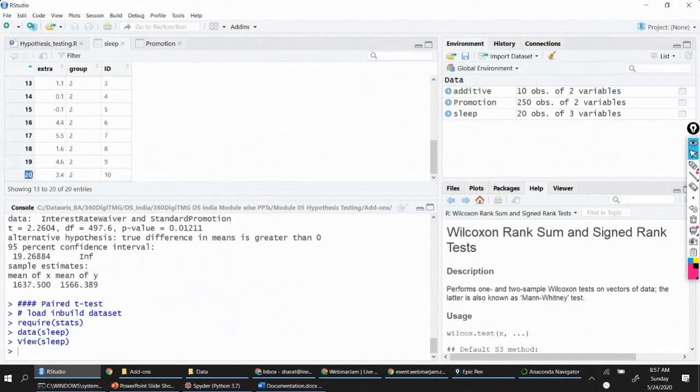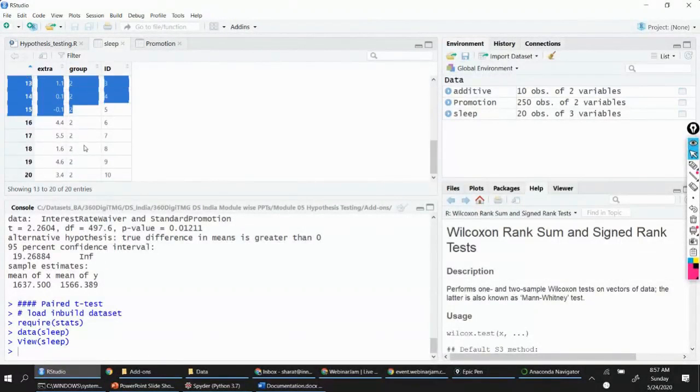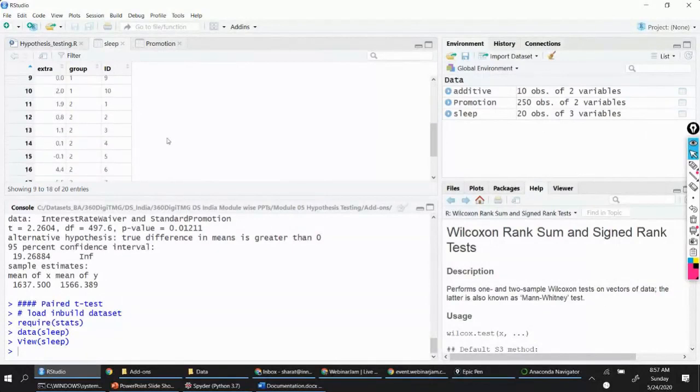In total, I have 20 records. You can see the first 10 records say group ID 1. The second 10 records say group ID 2. And you can also see the ID, which basically is for the individual volunteer. Here 1 to 10 is there, and the same 1 to 10 is repeated here. Okay?